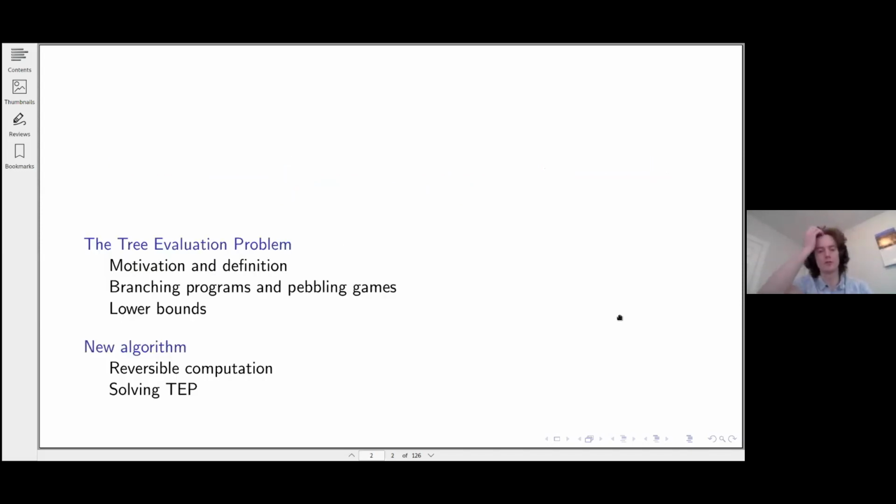So first I'll talk about the tree evaluation problem and why we care about it. And then I'll talk about a new algorithm we found that makes use of an idea of borrowed memory, and I'll explain later what that means.